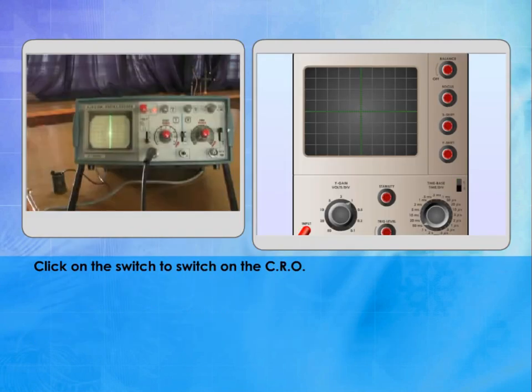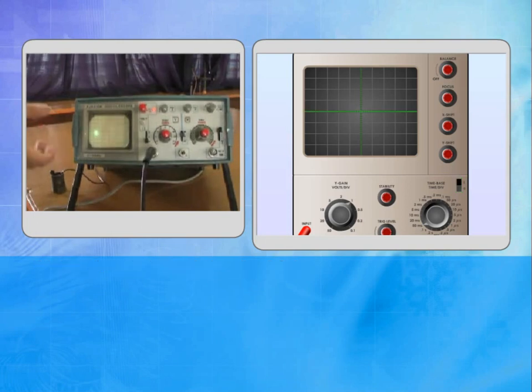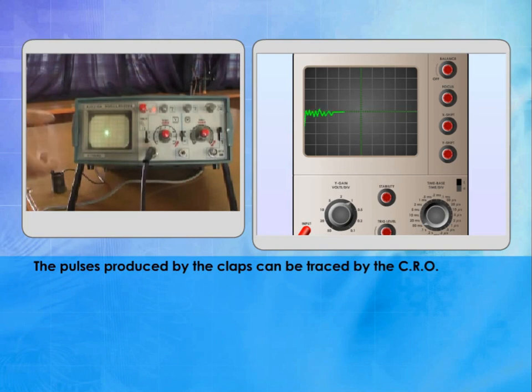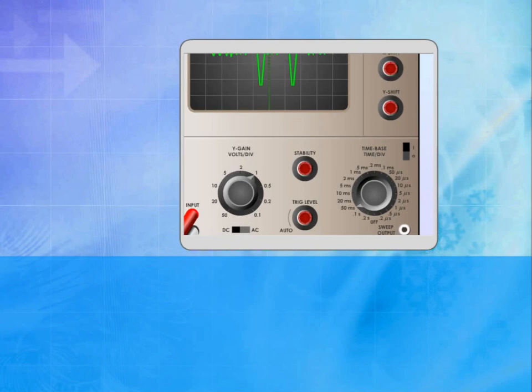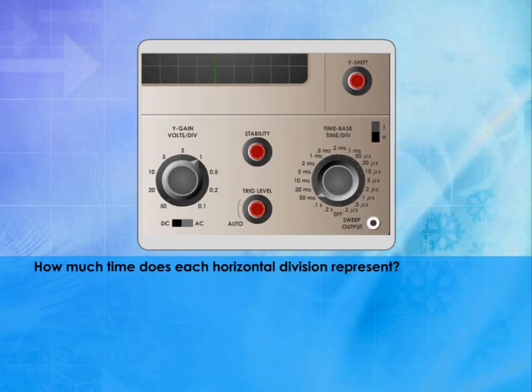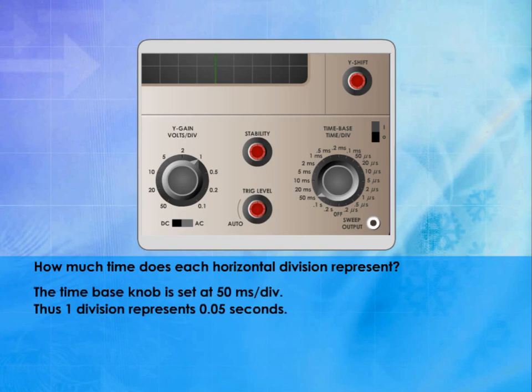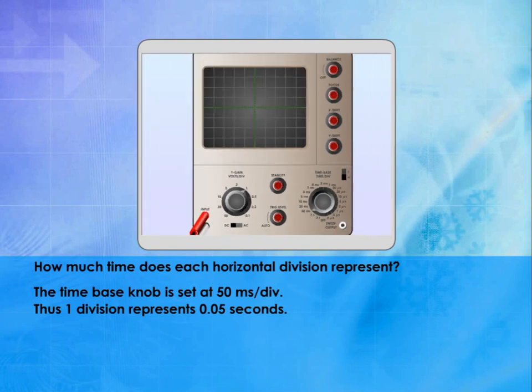Click on the switch to switch on the C.R.O. The pulses produced by the claps can be traced by the C.R.O. How much time does each horizontal division represent? The time base knob is set at 50 milliseconds per division. Thus, one division represents 0.05 seconds.